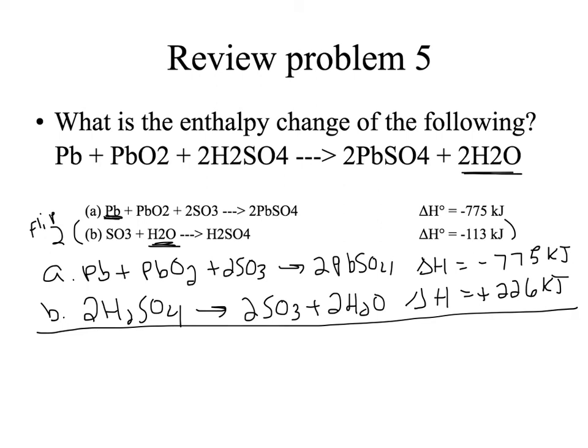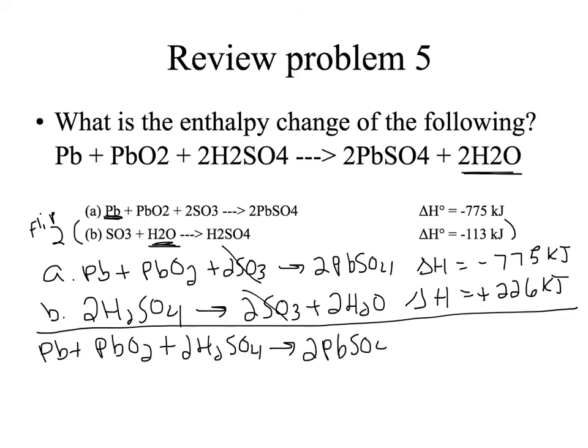Now that you have manipulated equation A and equation B, the last thing you want to do is add them together. Remember to cancel out anything that is a reactant in one equation and a product in the other. So in this case, we can cancel out the SO3. That is the only thing we can cancel out, so we're left with lead plus lead oxide plus 2 sulfuric acids, yielding 2 lead sulfate plus 2 water, which exactly matches our goal equation. That tells you that you did the problem right. You didn't make any mistake anywhere.